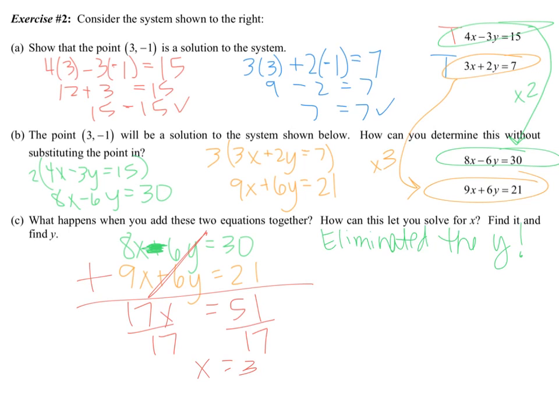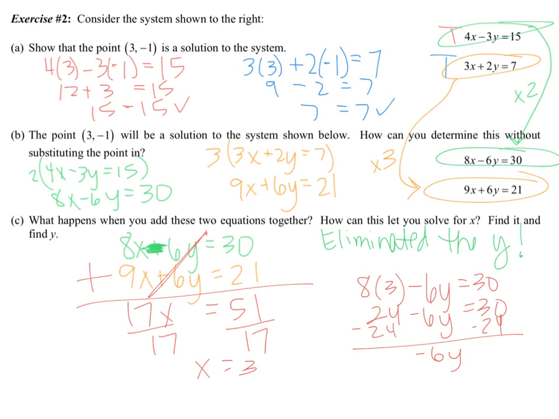Now we can take what we found for x and find y. Pick one of the equations. So if we did 8 times 3 minus 6y equals 30, I now have 24 minus 6y equals 30. Subtract 24. Negative 6y equals 6. Divide by negative 6, and y equals negative 1. One thing I didn't show you before is that anytime you find an x and a y, you always need to write them as an ordered pair.